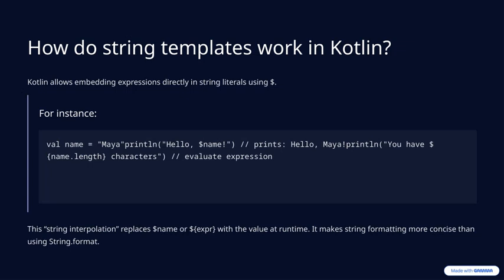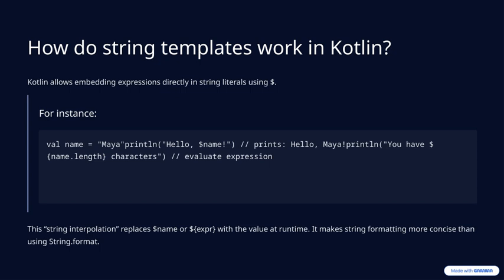So let's talk about how string templates work in Kotlin. Kotlin makes it really easy to embed expressions directly inside string literals using the $ sign. This feature is called string interpolation, and it's one of the reasons Kotlin code tends to be more concise and readable. For example, if you have a variable like val name = "Maya", you can simply write println("Hello $name"), and it will print out "Hello Maya" at runtime.